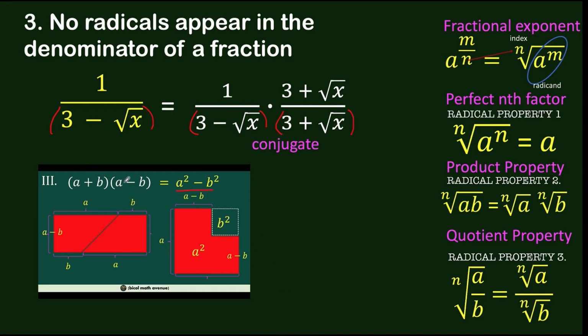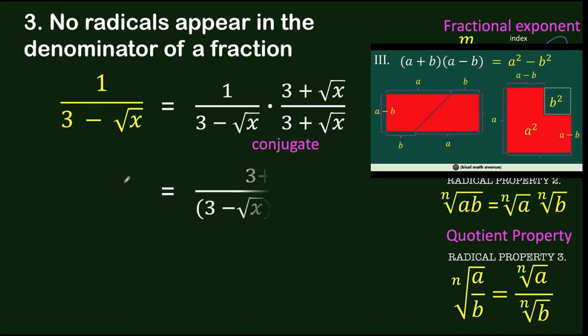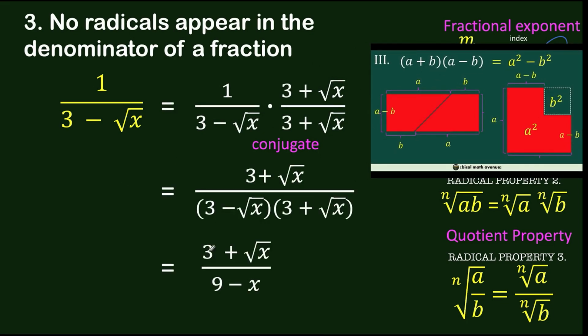These are conjugates. And to simplify this now, we apply the special product, so that becomes the square of 3, which is 9. The square of the square root of x is x. Notice that this may look complicated, but its simplified form is simply the square of this, which is 9, and the square of the square root of x, which is x.